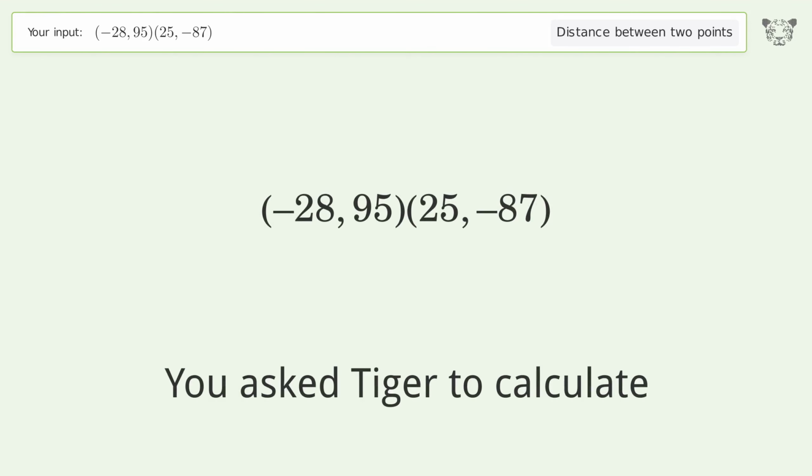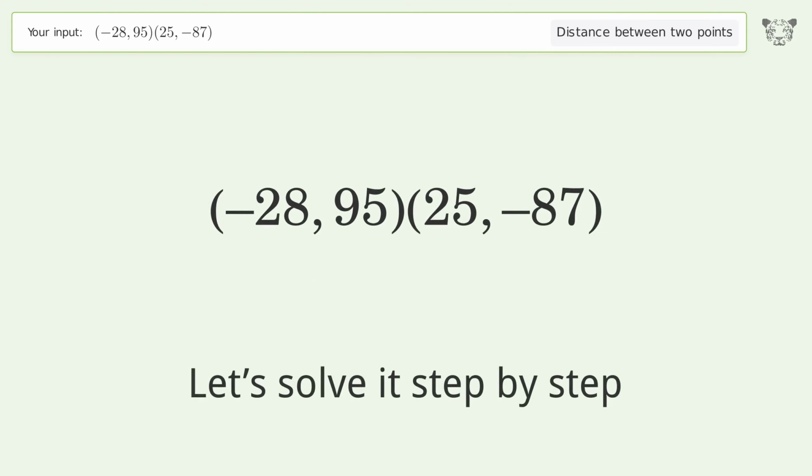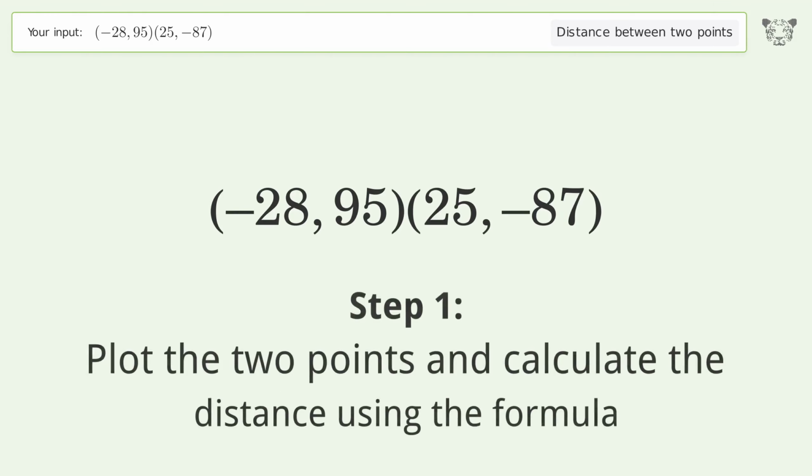You ask Tiger to calculate. This deals with the distance between 2 points. The distance between the 2 points is the square root of 35,933, or 189.56. Let's solve it step by step. Plot the 2 points and calculate the distance using the formula.